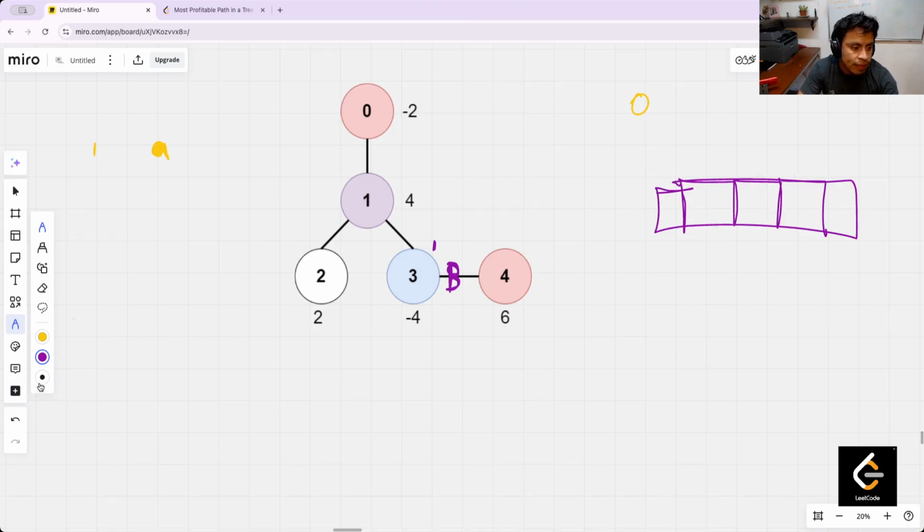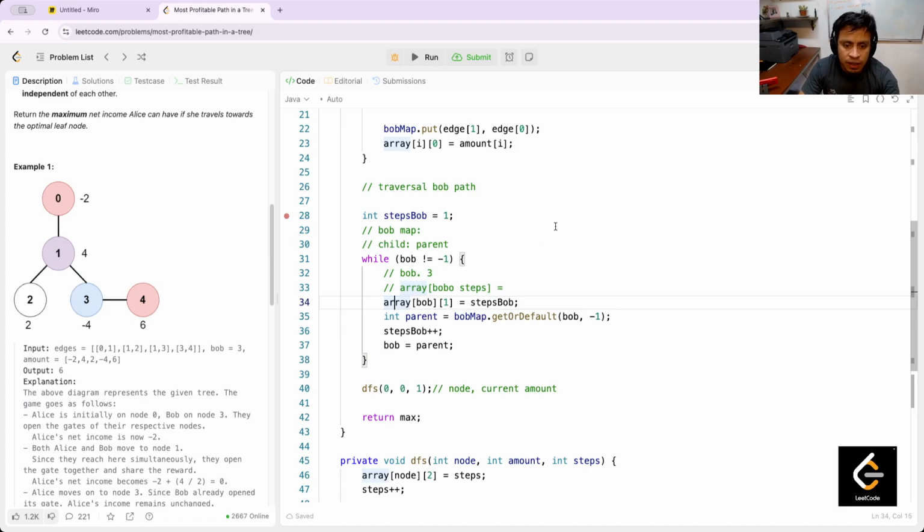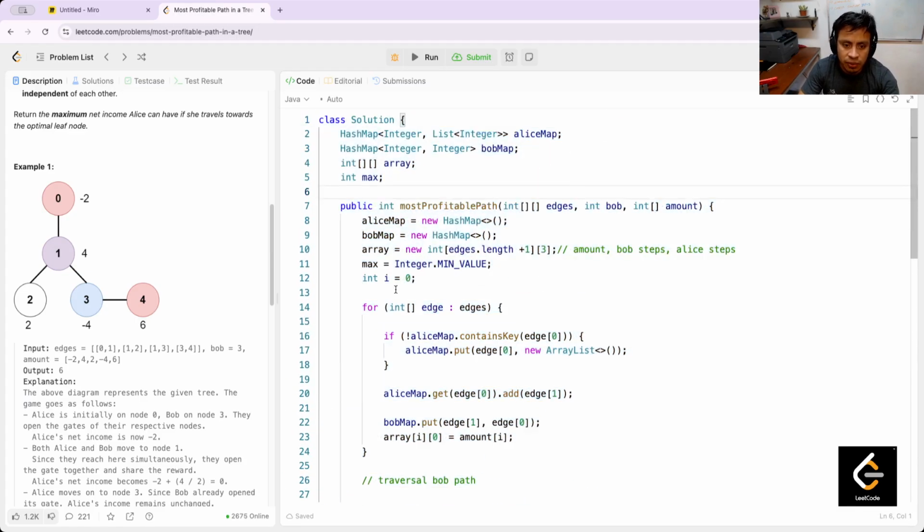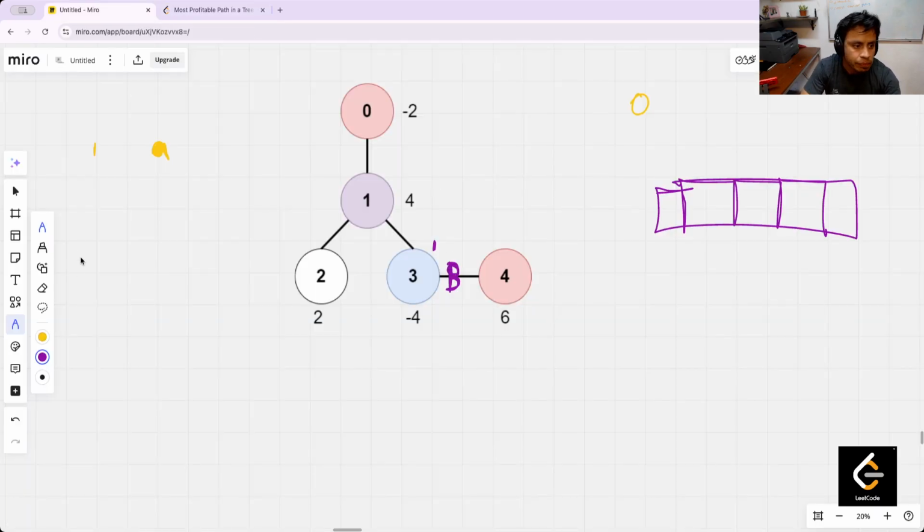Okay, now, for Bob, the array. Okay, let me check. The array is the index 0. It is essentially this. There's 2.